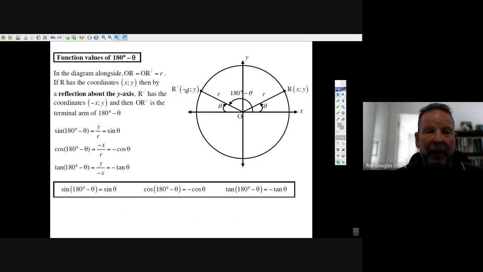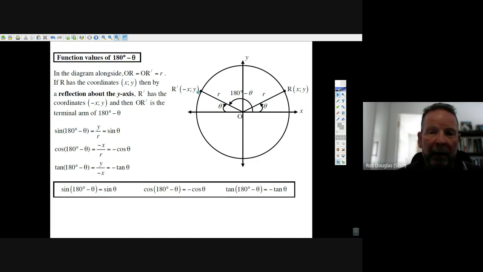X is negative. So when you are at 180 degrees, and oh, look, this is theta, you're actually going in a clockwise direction because it's minus theta. You're going up here. There would be your theta. It's the same angle as this over here, but it's starting from the horizontal and making it negative. And look what happens to the trig functions.